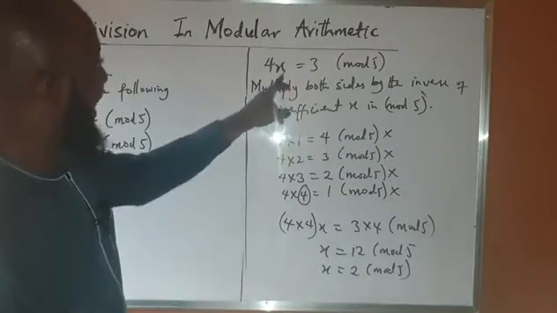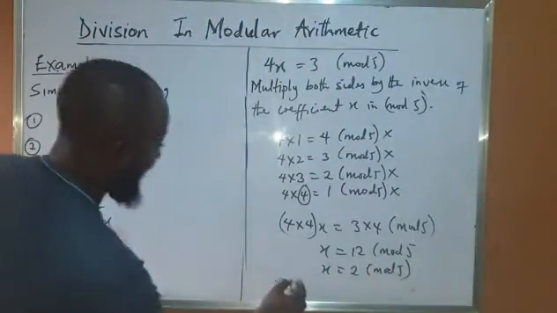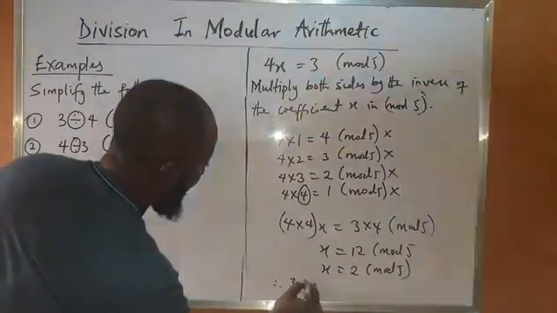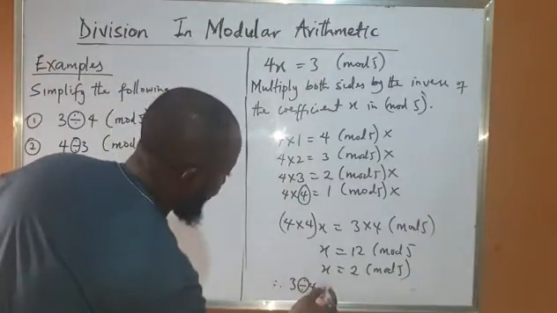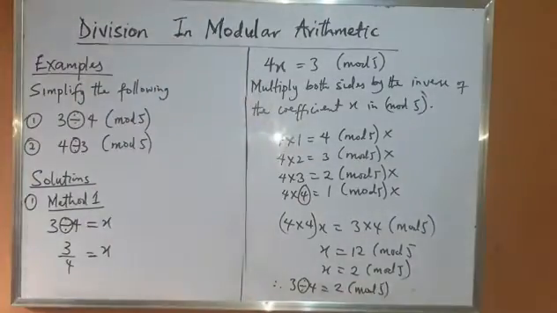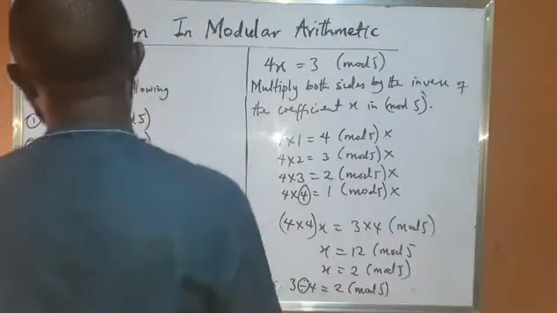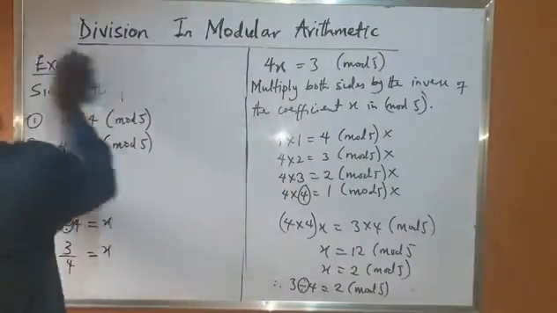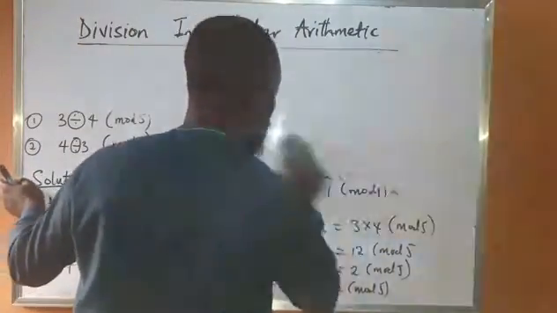So that means x is 2 mod 5. So therefore we can say that 3 divided by 4 in mod 5 is equal to 2 mod 5. I hope this is very clear. So that is that on the first question there. Is that clear? So we move to the second question. Let me clean this side so that we'll have enough space to do it.